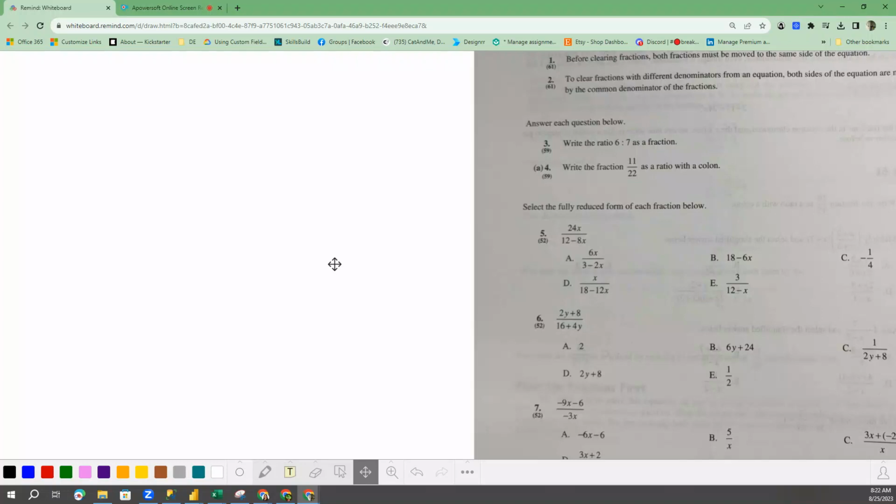Right, so we are moving on to questions number 1 to 7. I'm not going to answer one and two. Those are true or false, and I'd like you to figure those out. The next ones, 3 and 4, are just writing ratios and/or fractions.